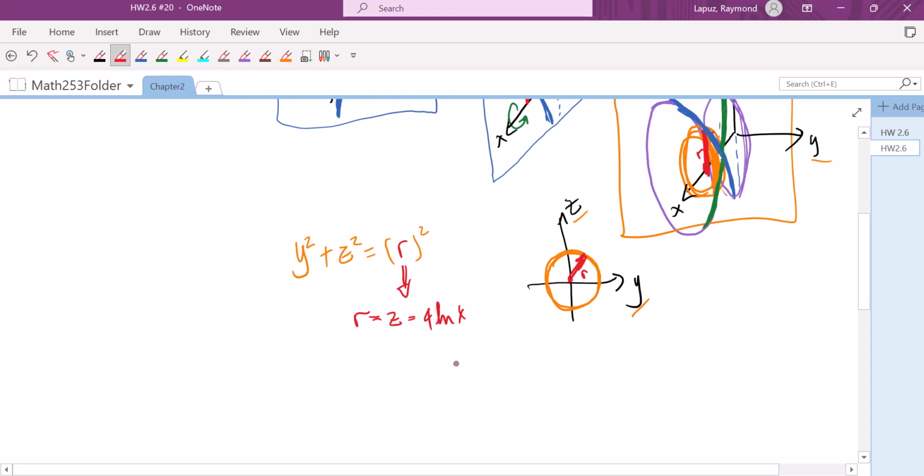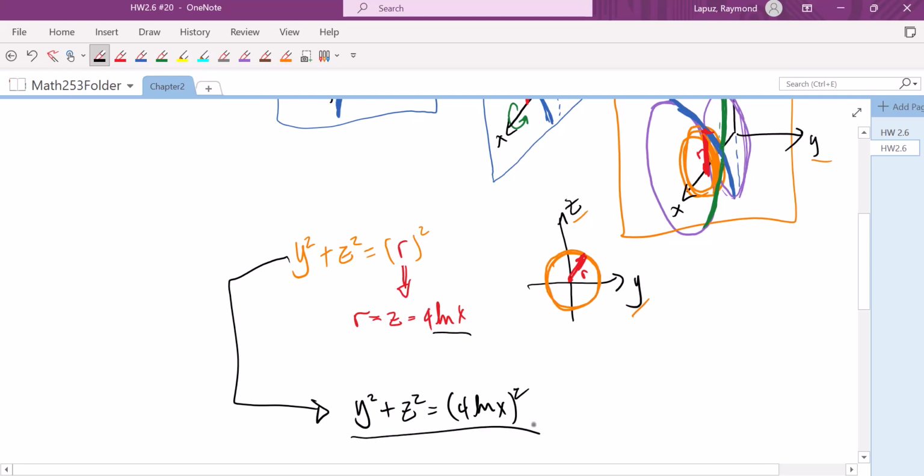All right, so we'll just take this equation here and replace it appropriately with the expression. We have y squared plus z squared is equal to r squared. So that's 4 ln of x quantity squared. And that should be your result.